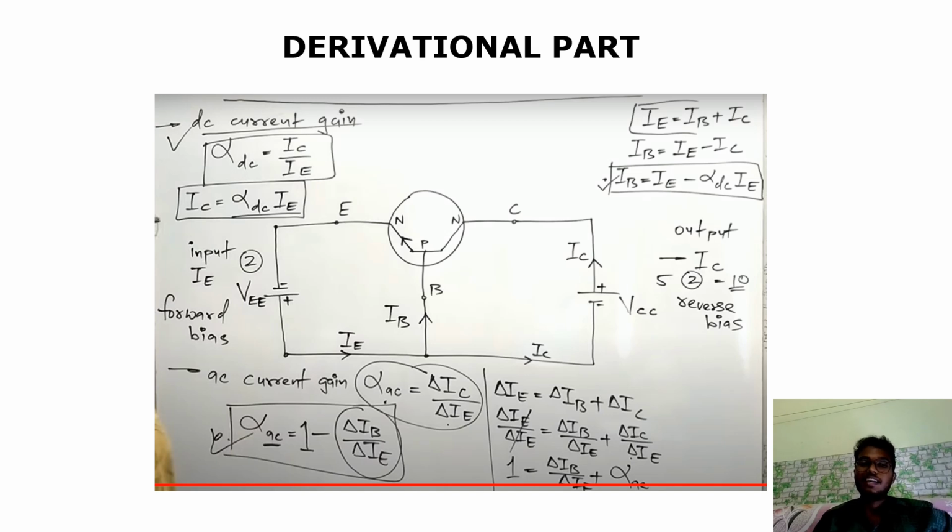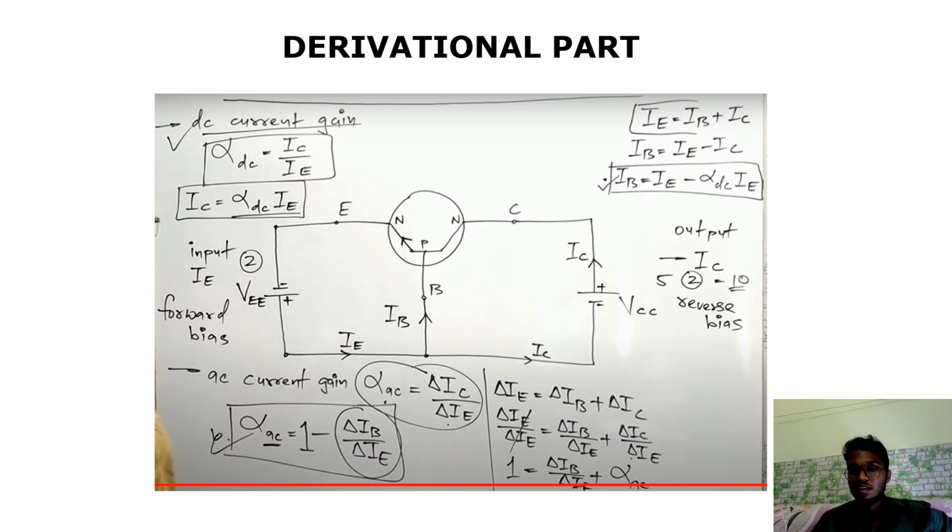So basically, DC current gain is the ratio between the collector current to the emitter current, and hence we need IC, the collector current. It means we need output current. It is like cross multiplying: IC is equal to alpha DC into IE. Let us keep this equation aside, and we'll move on to the AC current gain.